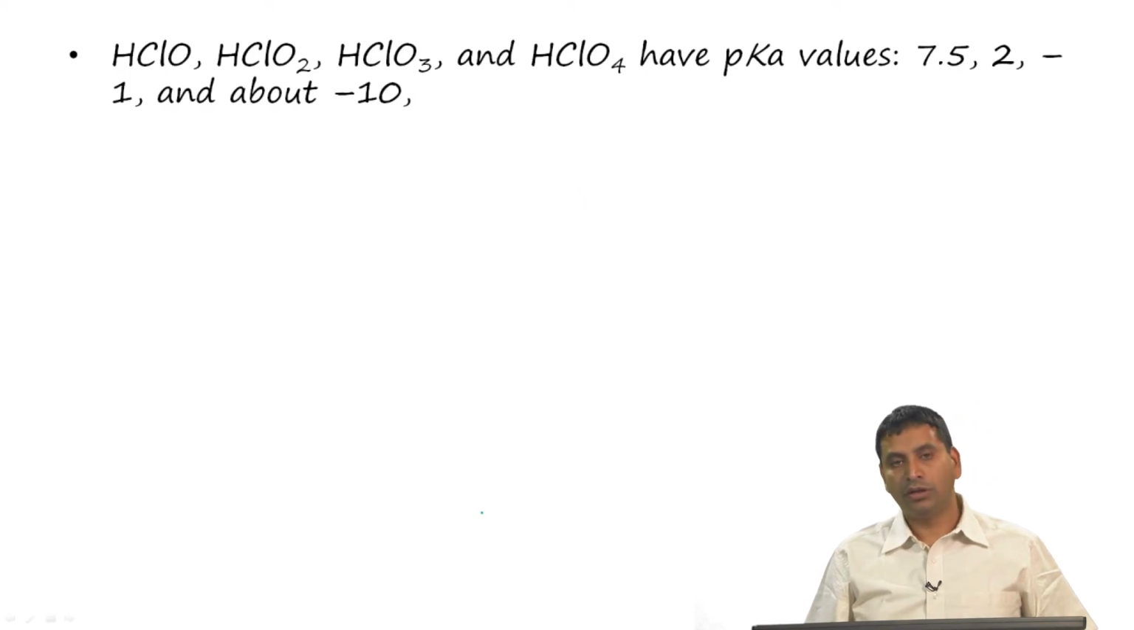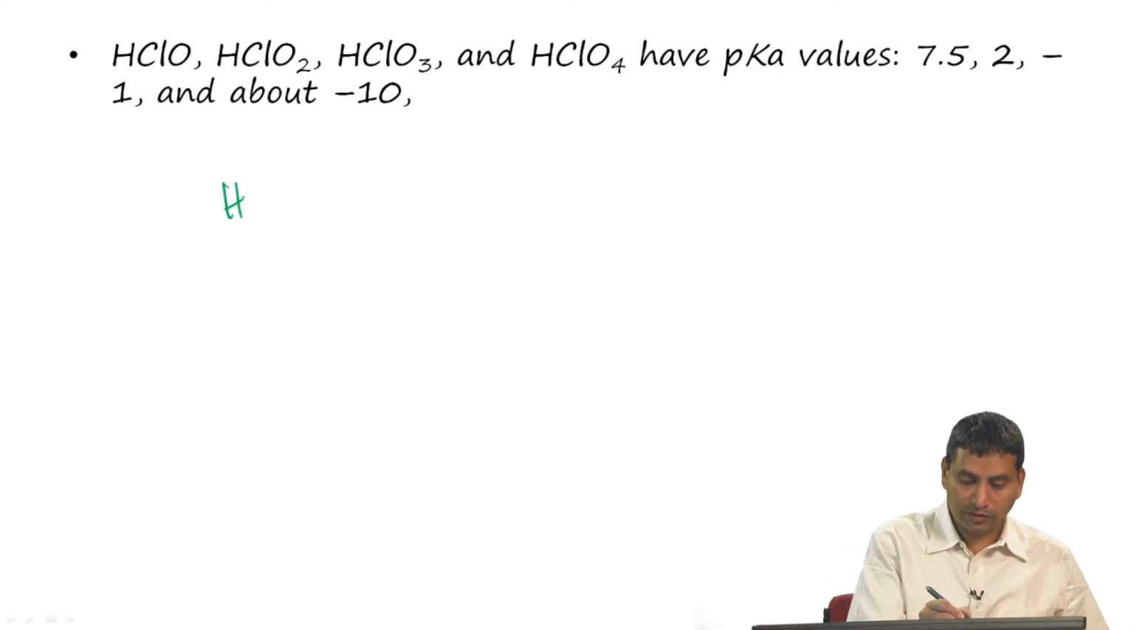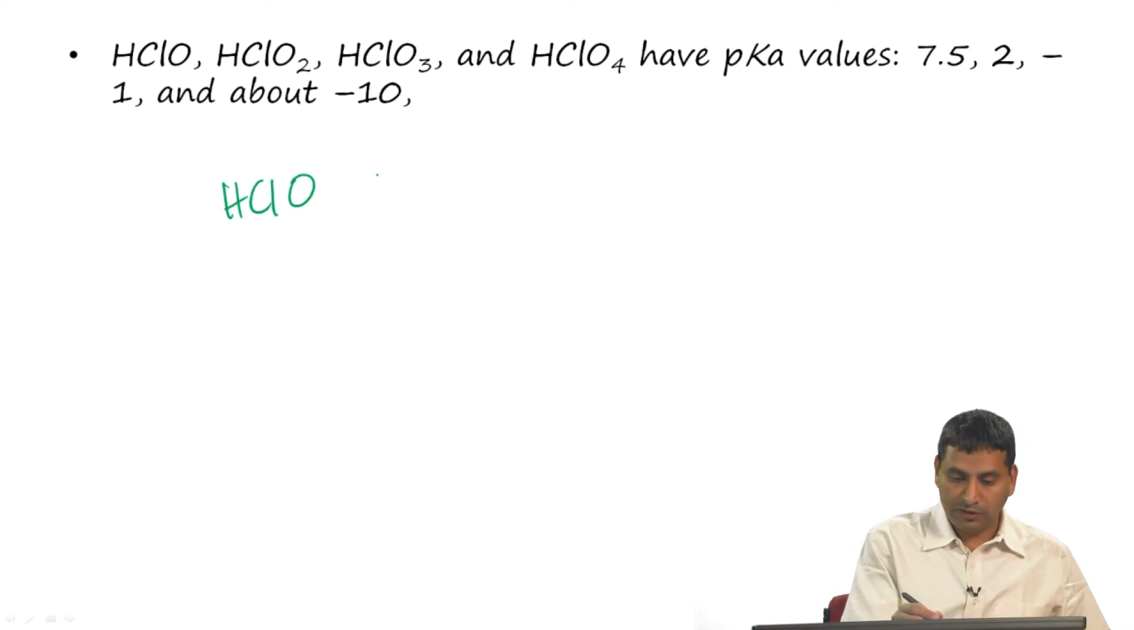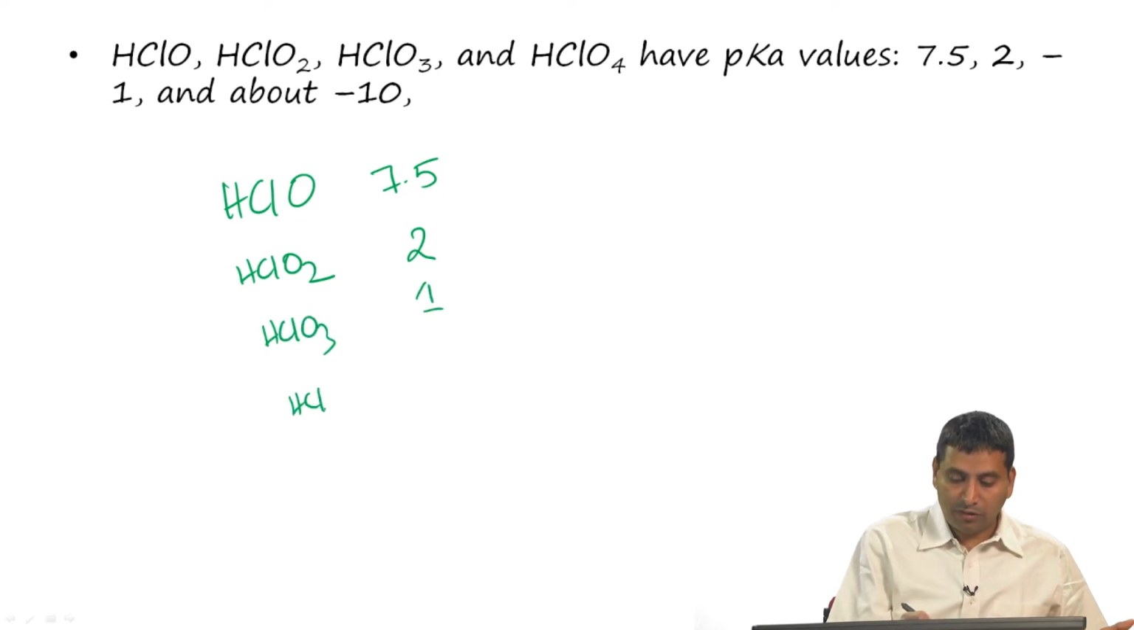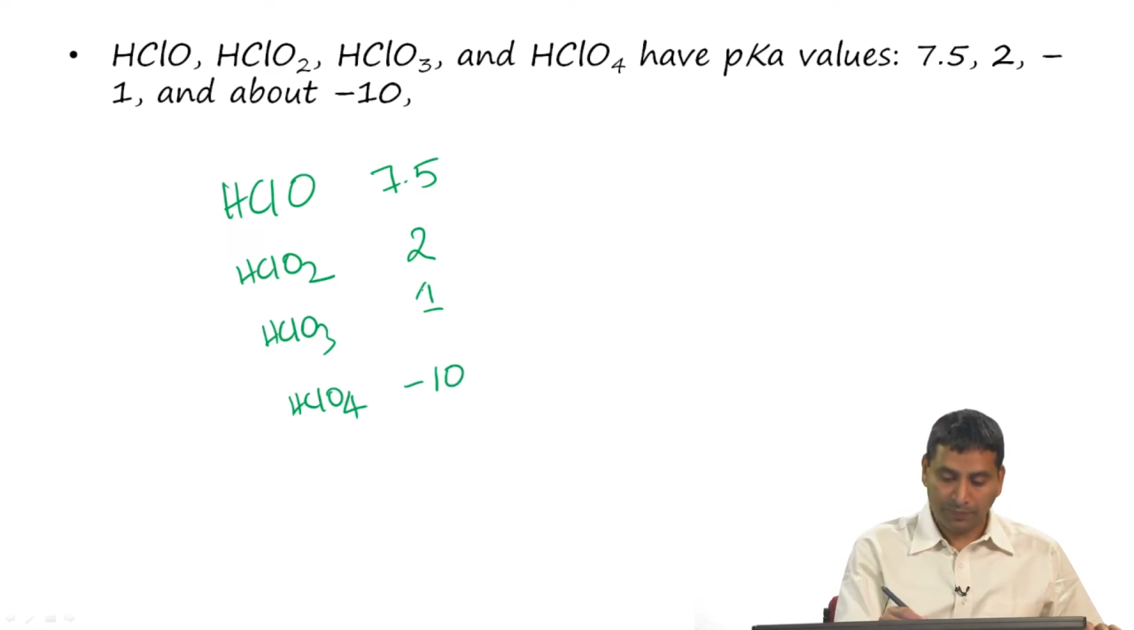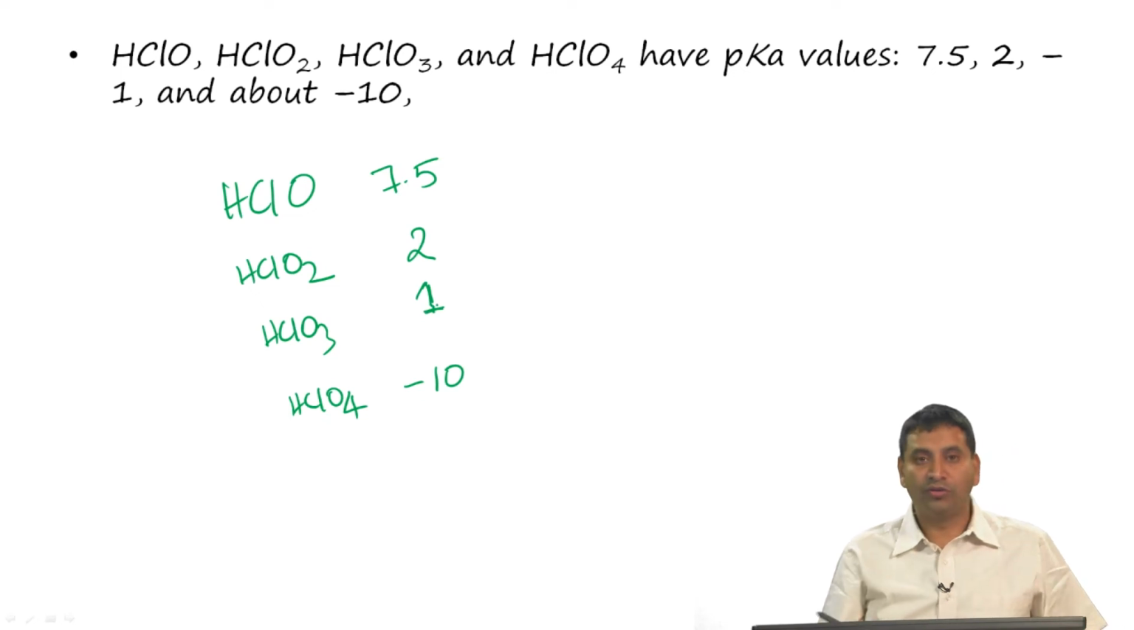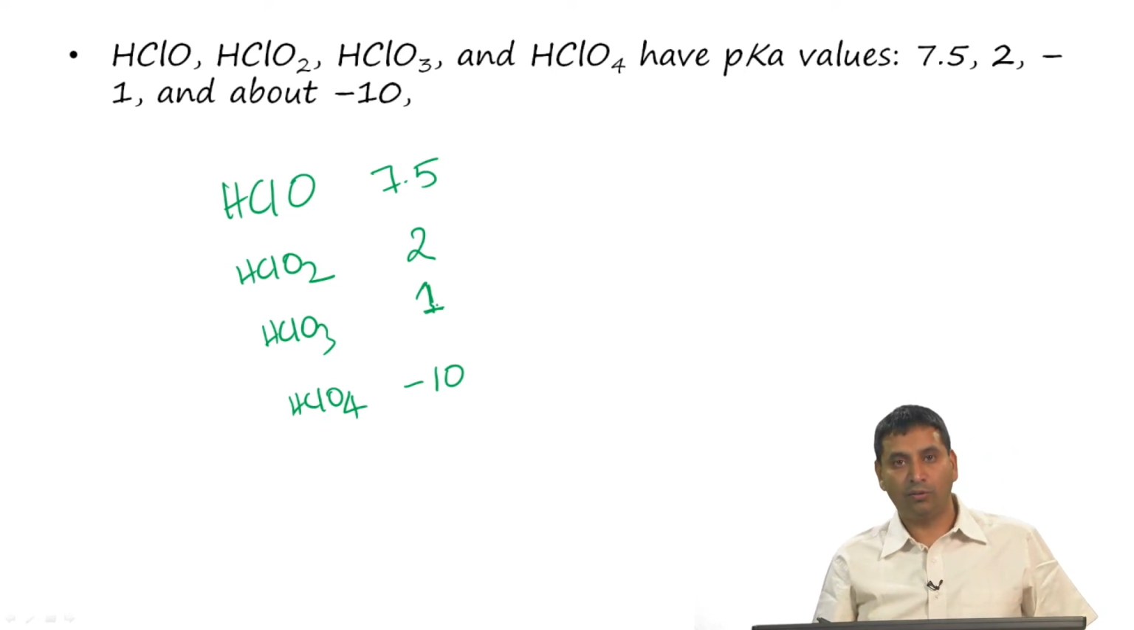The next example is a series of perchlorate and related compounds. So, here again the pKa values are arranged in order. HClO is 7.5, HClO2 is 2, HClO3 is 1 and HClO4 is a dramatic value of minus 10, right. So, there is a huge difference between HClO3 and HClO4.